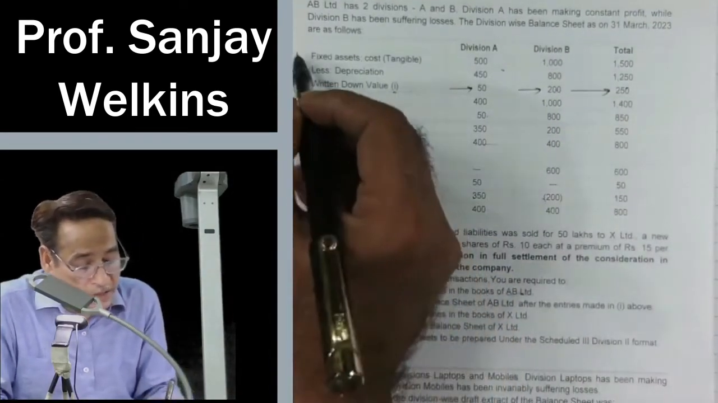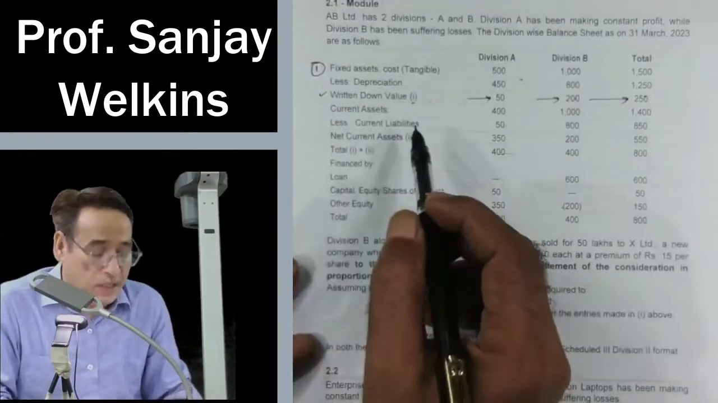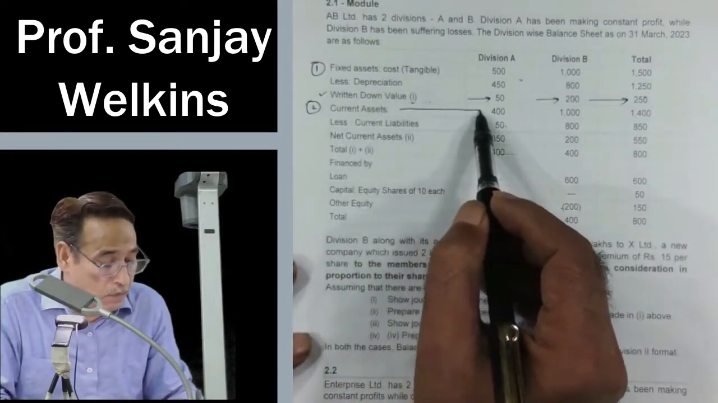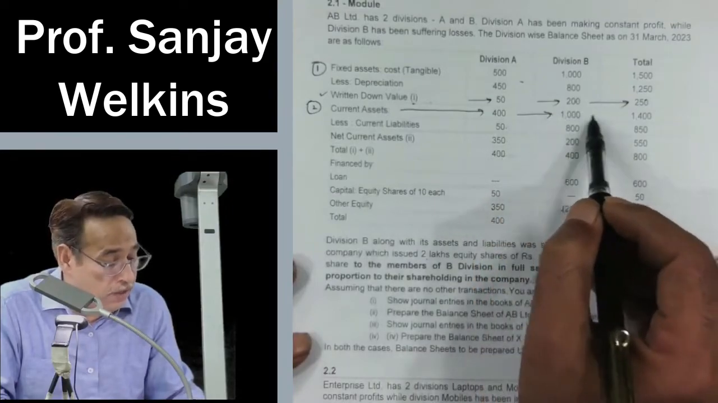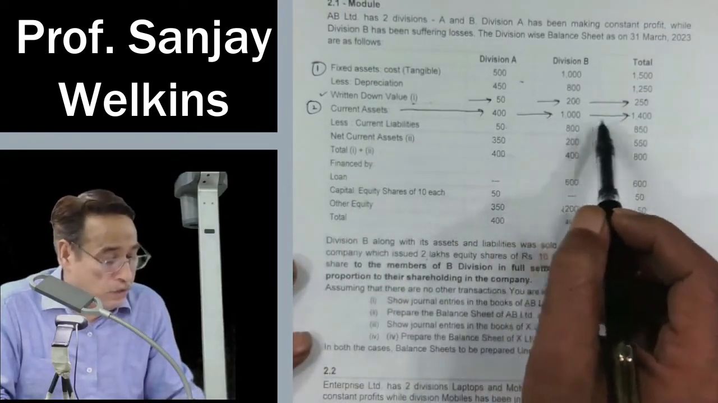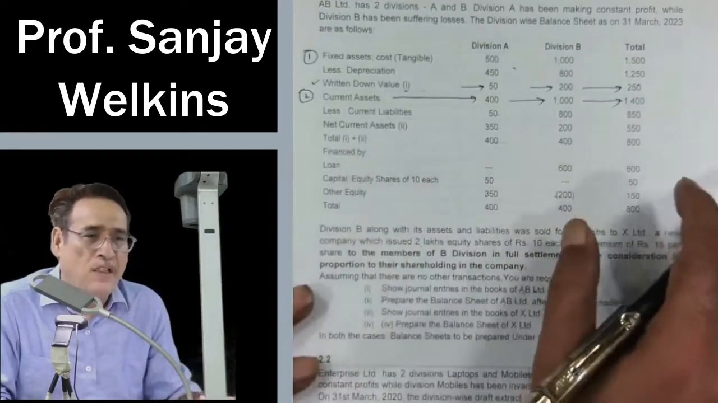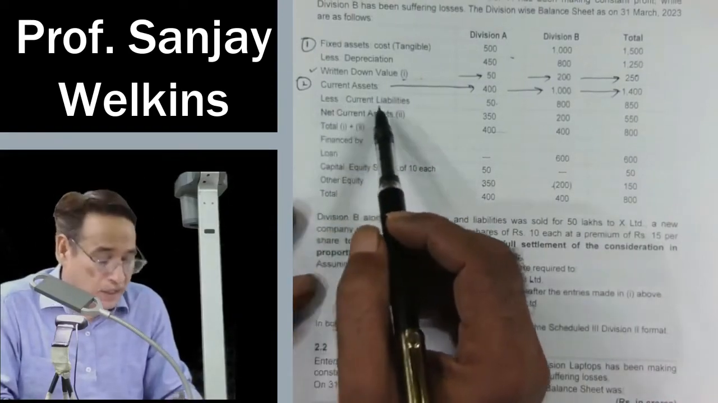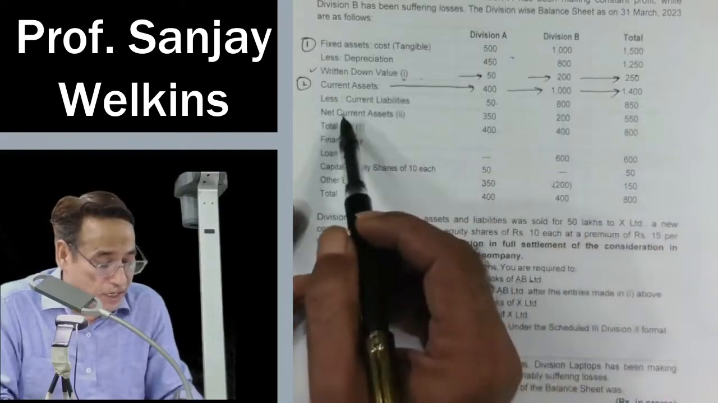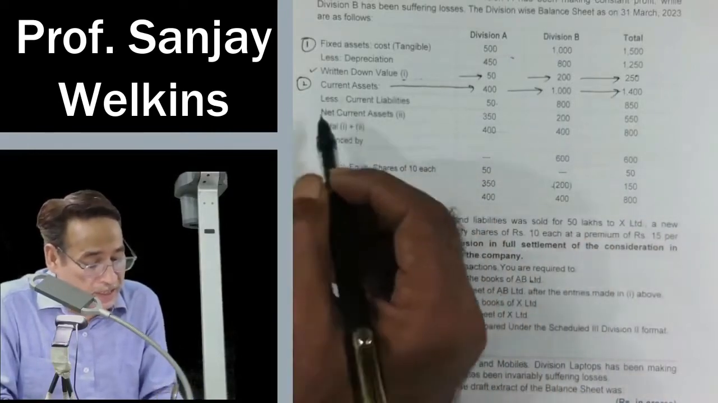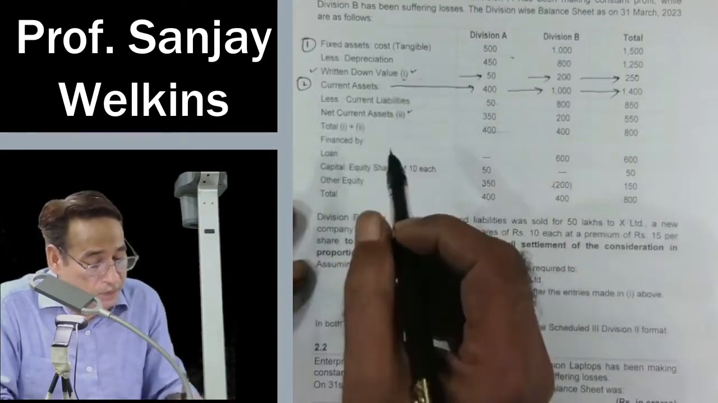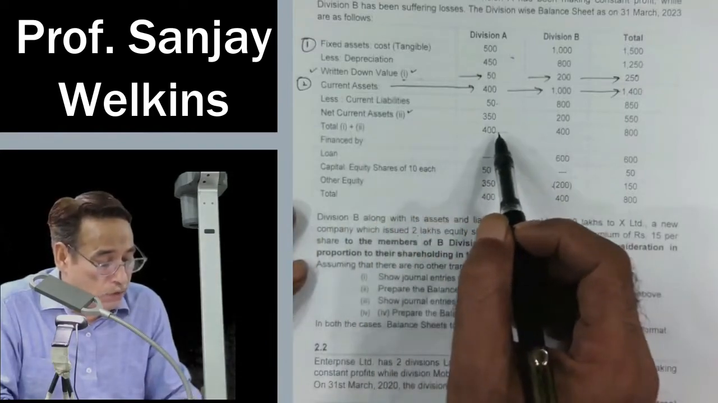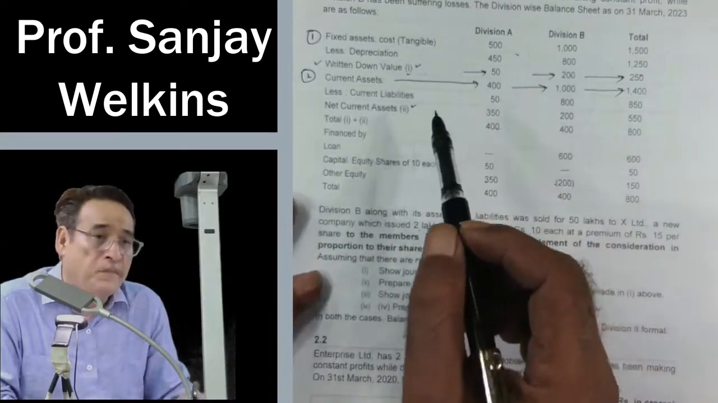Coming over to the current assets, this is with respect to fixed assets. Now, the second one is with respect to current assets. As far as current assets are concerned, pay attention and look carefully. You will find that the respective values are like this, 400, 1000 and 1400. Intentionally, they have given you the balance sheet in a very regular form. From current assets, they have subtracted current liabilities 50, 800 and 850, and net assets, that is current assets less current liabilities, is given to you. And by adding the written down value and net current assets, they have given you the total amount 400, 800, correct?